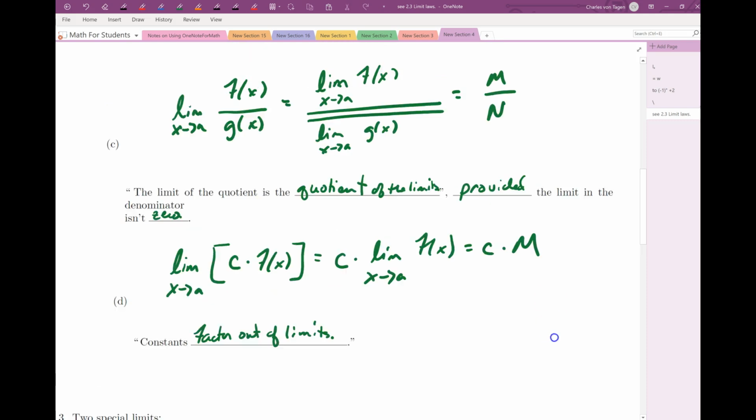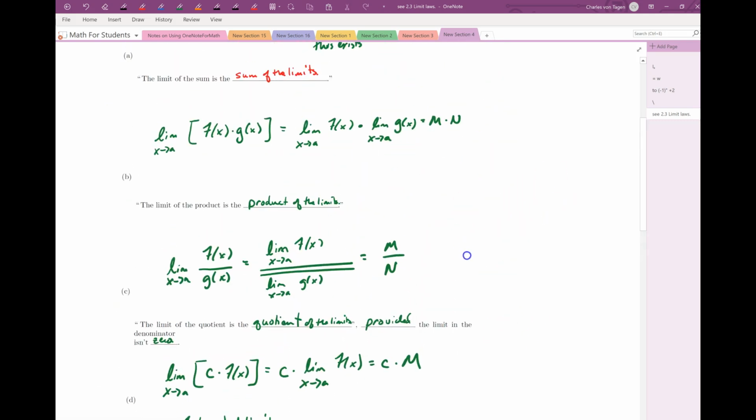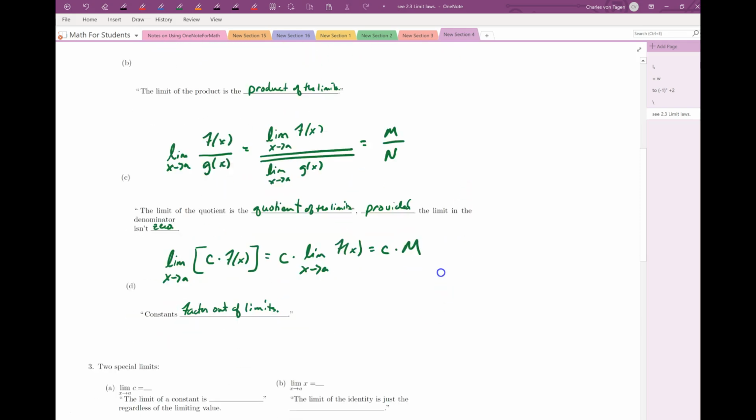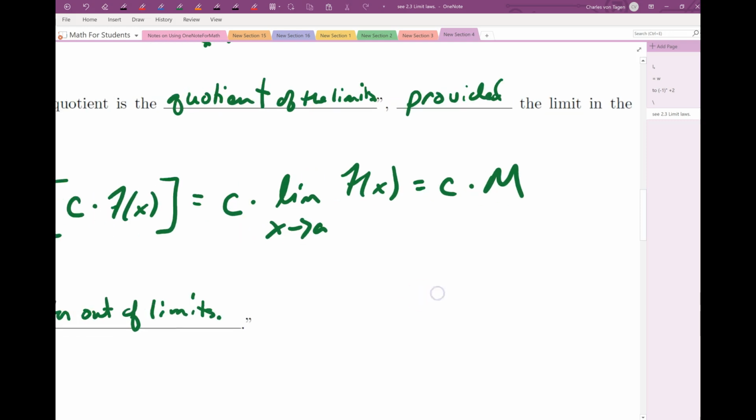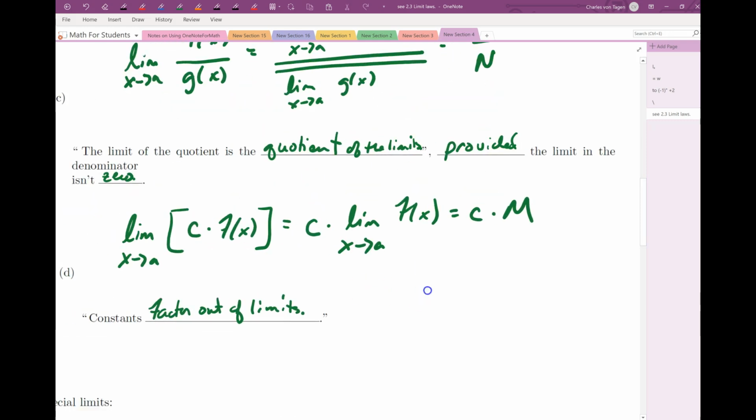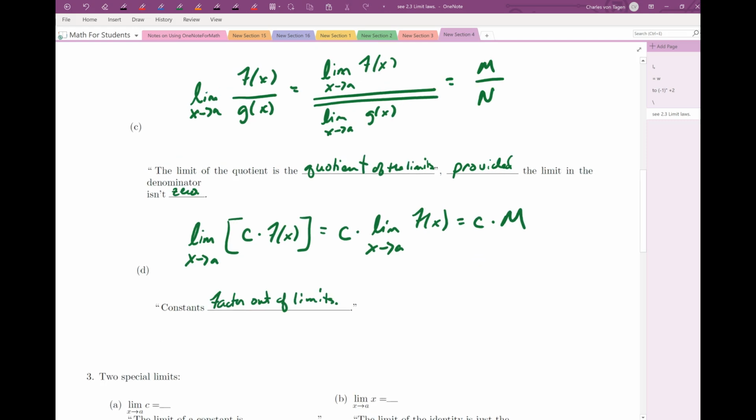Okay, folks, these four properties that we've given here, the sum rule, the product rule, the quotient rule, and the constant factor rule, are ones that we're all just going to take on faith. I will prove a couple of them for you when we get to section 2.7, but until then you can go ahead and just use them, without justification. So those are the four limit laws.